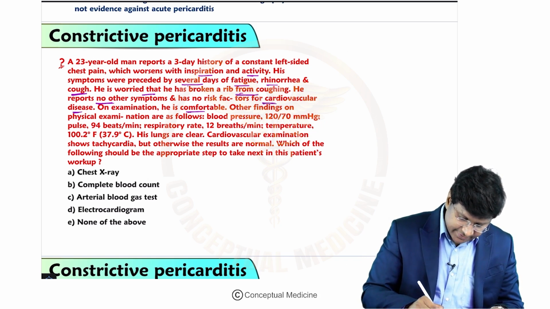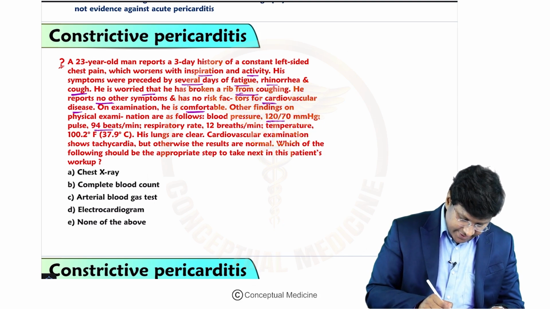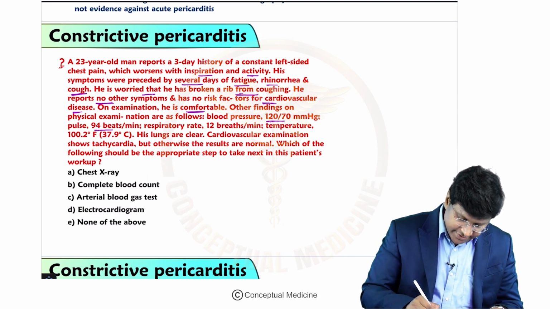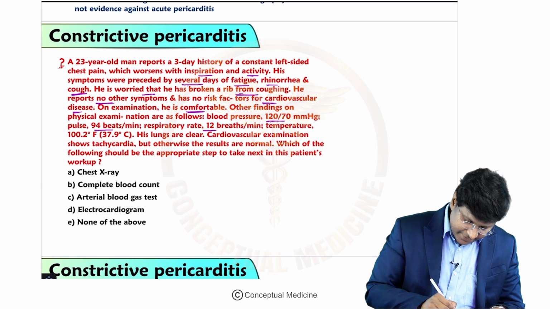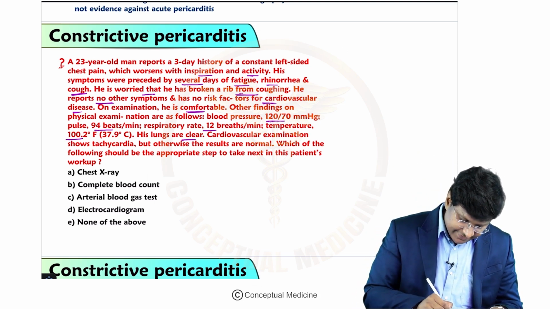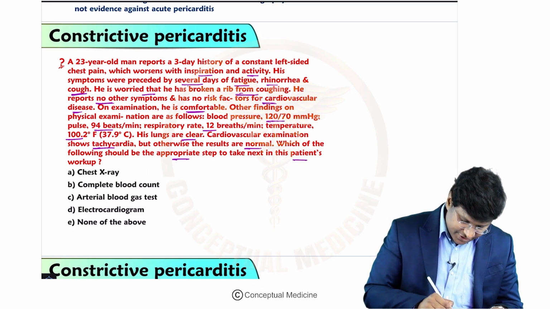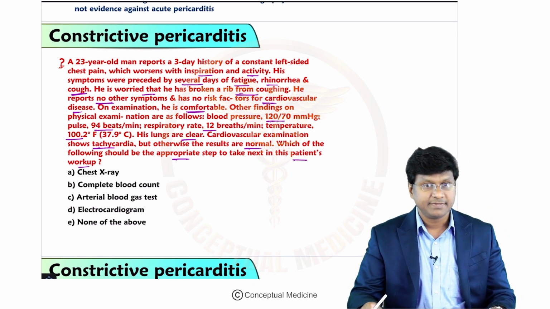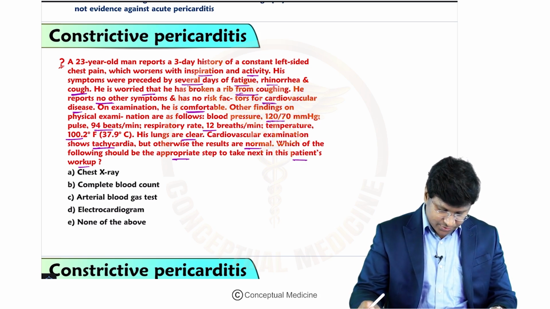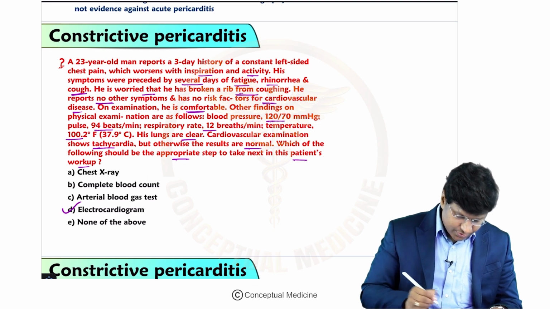On examination, he is comfortable. Other findings on physical examination are as follows. Blood pressure 120/70, heart rate 94 beats per minute, respiratory rate 12 breaths per minute, temperature 100.2 degree Fahrenheit, lungs are clear, cardiovascular examination shows tachycardia, but otherwise results are normal. Which of the following should be the appropriate step to take next in this patient's workup? Chest X-ray, complete blood picture, arterial blood gas analysis, electrocardiogram, none of the above. So the answer here is the electrocardiogram.